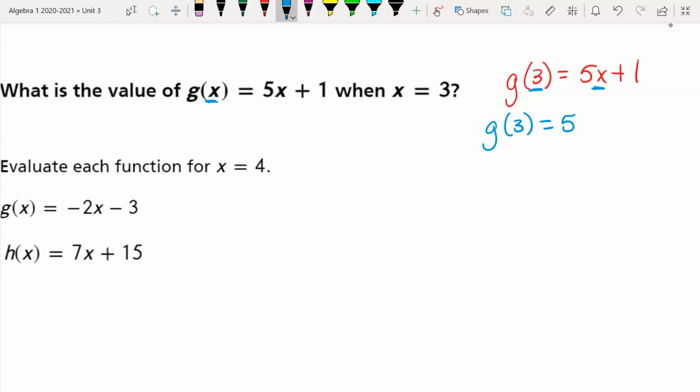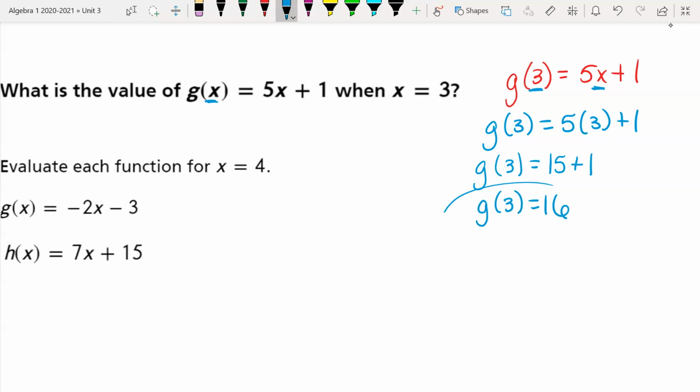g of 3 equals 5 times 3 plus 1. g of 3 equals 15 plus 1. g of 3 equals 16. So whenever I plug in 3 for my x, aka g of 3, I get 16. So my input is 3, my output is 16. And that's like a coordinate. x is 3, y is 16.